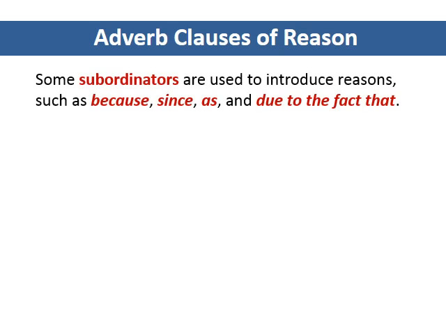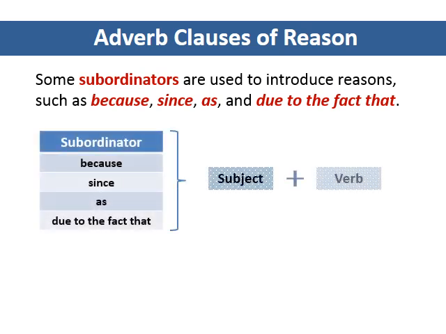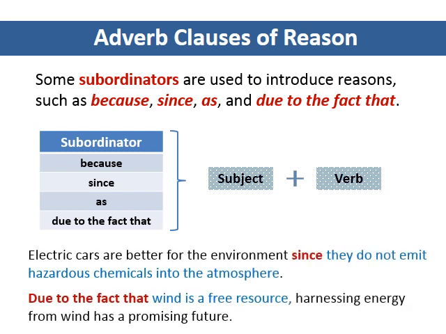Adverb clauses of reason. Some subordinators are used to introduce reasons. Examples of subordinators are because, since, as, and due to the fact that. Remember that an adverb clause has three main parts: a subordinator, a subject, and a verb. The clause can come either at the beginning or at the end of the sentence.